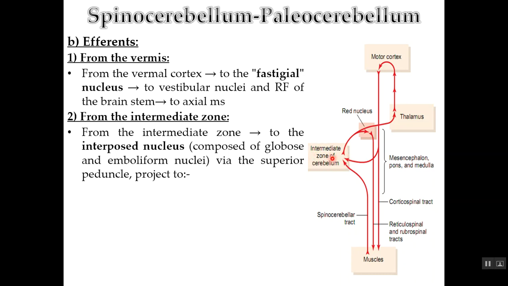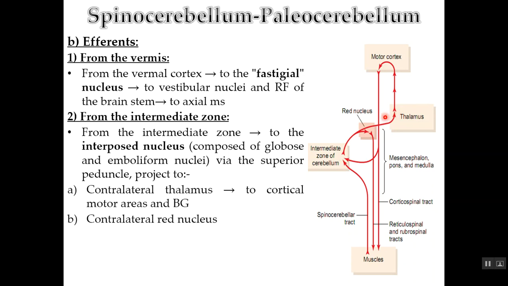Then from the intermediate zone to the emboliform nucleus, or interposed nucleus, where does it pass? It passes to the contralateral thalamus, and also to the contralateral red nucleus. Again, to the contralateral thalamus and the contralateral red nucleus, and also to the reticular formation.